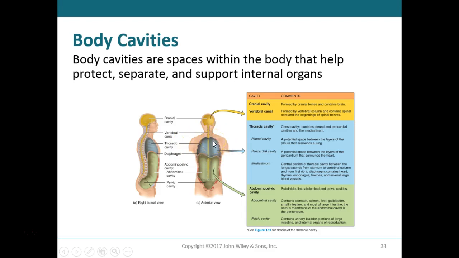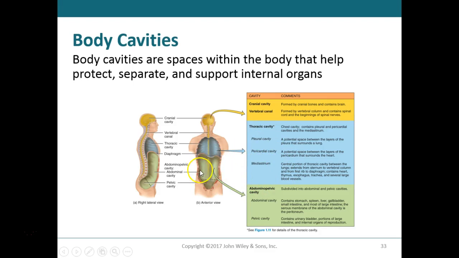Within the chest cavity, we have smaller cavities: the pleural cavity that holds the lungs; the pericardial cavity, peri means around, cardi means heart, so the cavity around the heart; and the mediastinum, which is the area between the two pleural cavities that the pericardial cavity resides in.